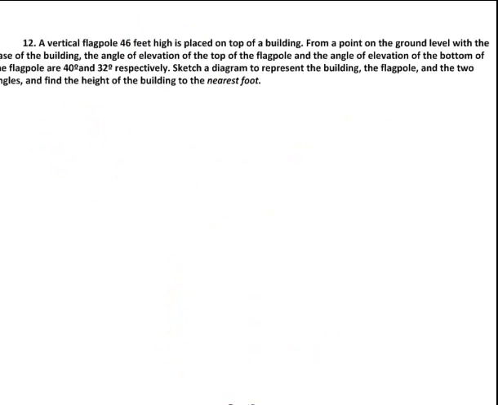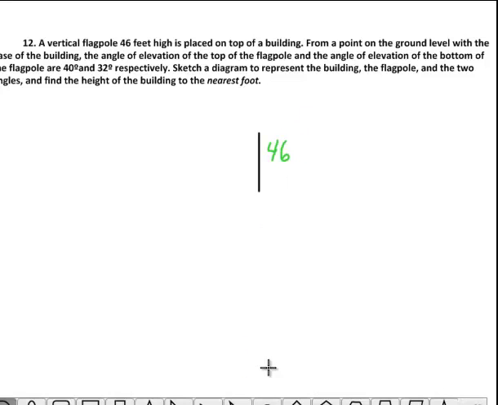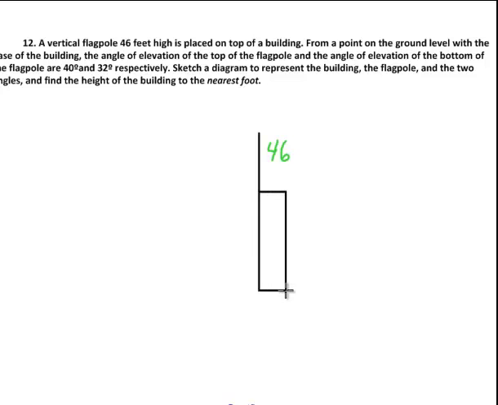Last problem. A vertical flagpole, 46 feet high, is placed on top of a building. From a point on the ground level with the base of the building, the angle of elevation to the top of the flagpole and the angle of elevation to the bottom of the flagpole are 40 and 32 respectively.